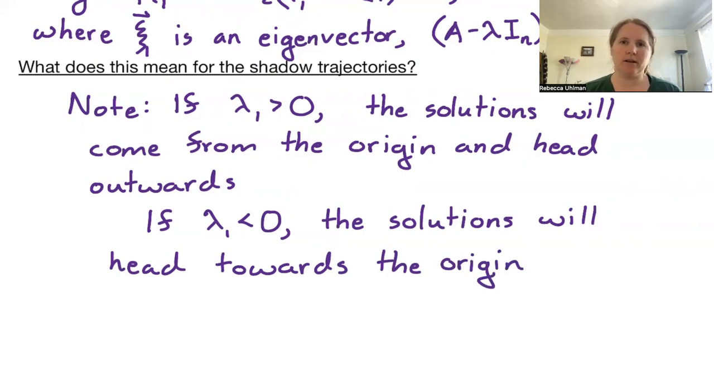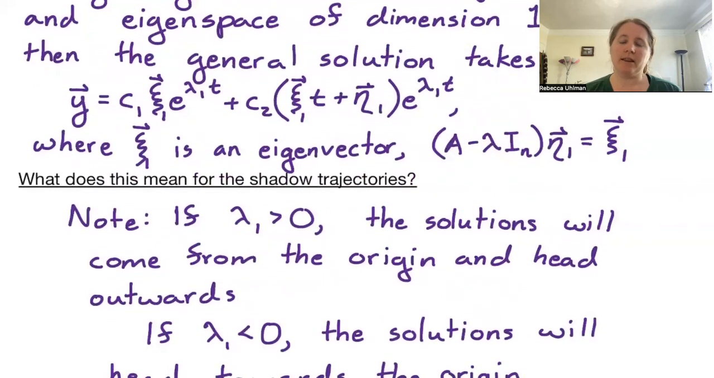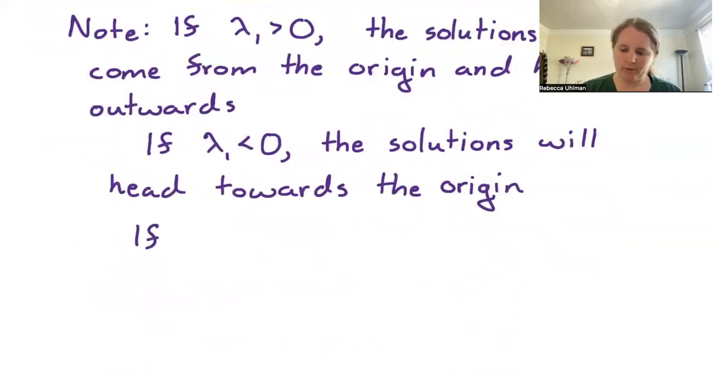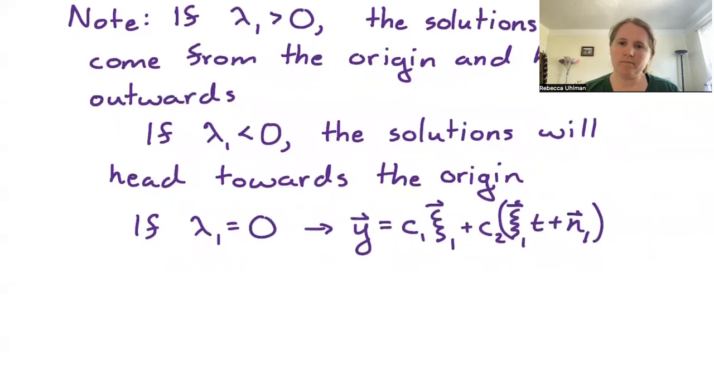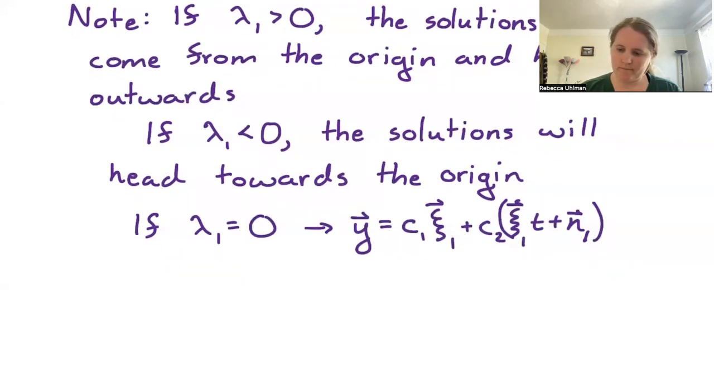In the case where lambda equals 0, we'll essentially be looking at lines. So if lambda 1 equals 0, then y is equal to c1 times psi1 plus c2 times psi1 t plus eta 1. This will just take the form of a line, and this line will run parallel to psi1.